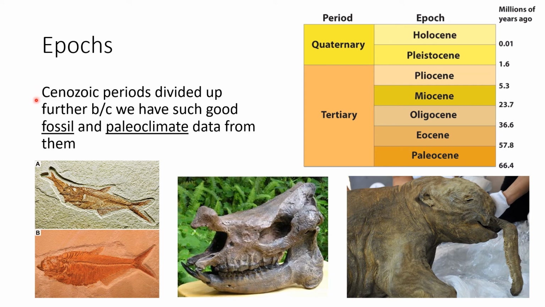The Cenozoic periods are divided up further into epochs because we have really good fossil and paleoclimate data from these times. Remember that paleoclimate means ancient climates, so we can look at ice cores or carbon content of rocks, or we can look at tree rings, things like that. We can tell what the climate was like. And then there's just a lot of good fossil specimens from these epochs. For example, here's some fish that were present during the Eocene. Here's the skull of a rhinoceros from the Miocene. And here is a very well preserved specimen of a baby mammoth that is from the Holocene.